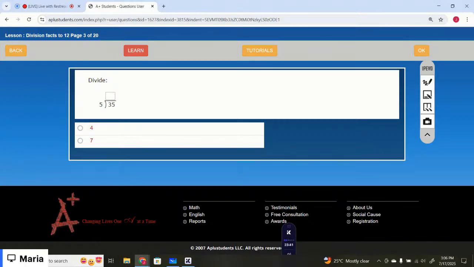35 divided by 5, which is the correct option? We need to count the table of 5 until 35. So which is the correct option? That is 5 times 7 is 35. So that is 7. Option number 2 is the correct option.